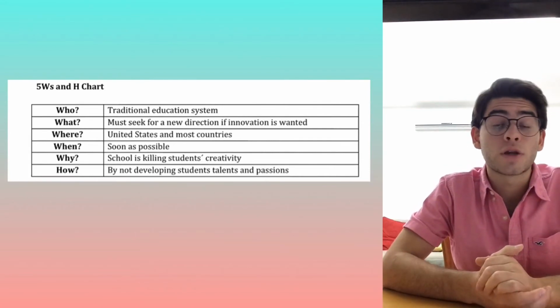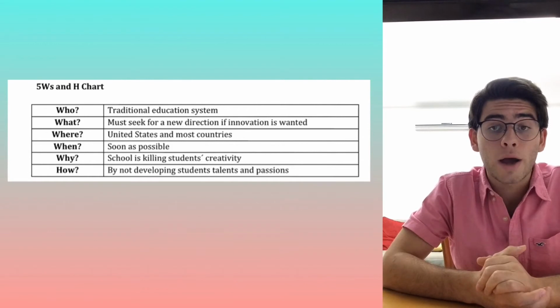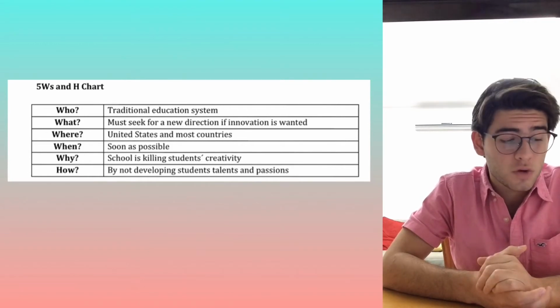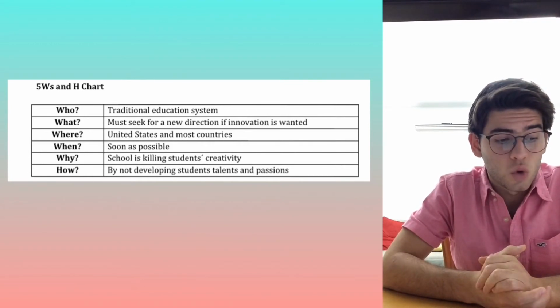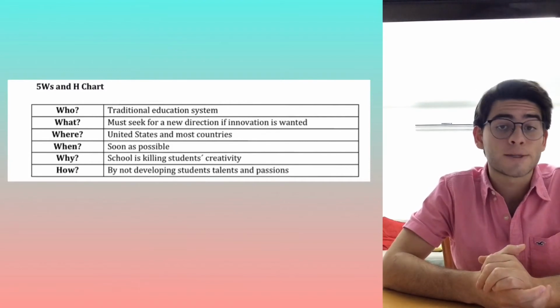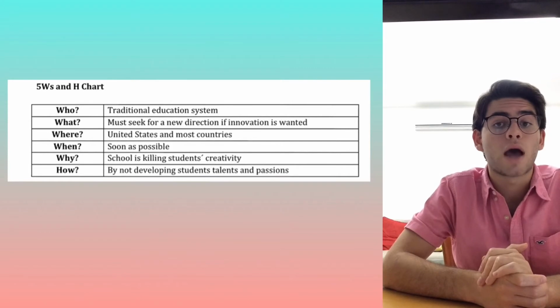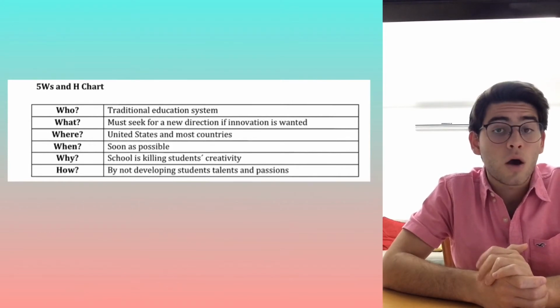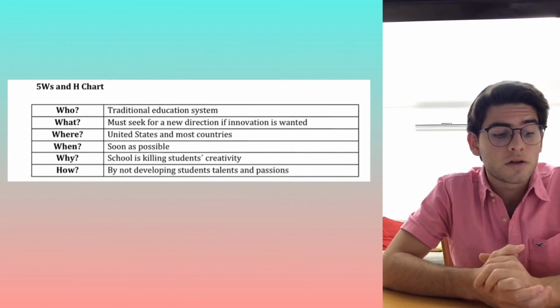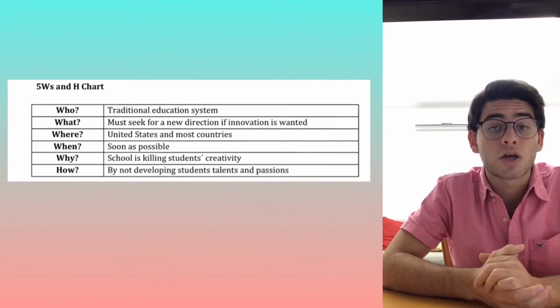Then, when is this happening? Right now. Why is this important to read? Because school is killing students' creativity, as my essay says. Also, the next step is the how. How are they doing this? By not developing students' talents and passions.